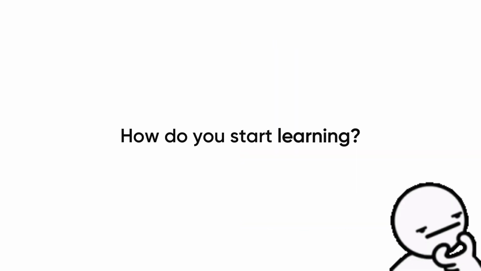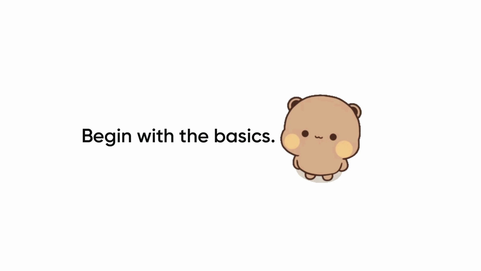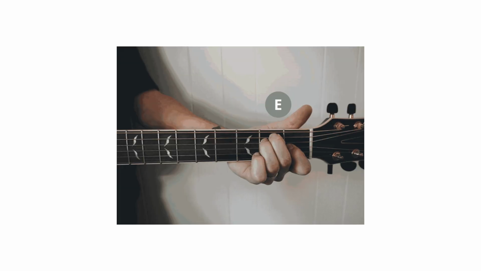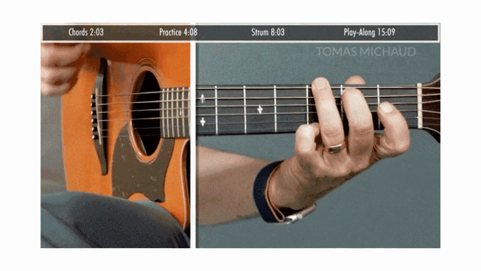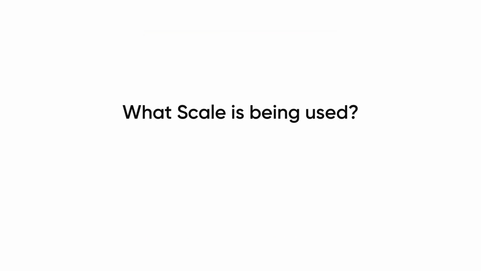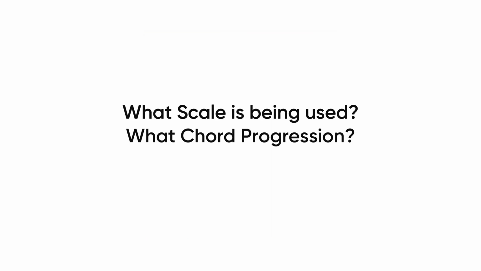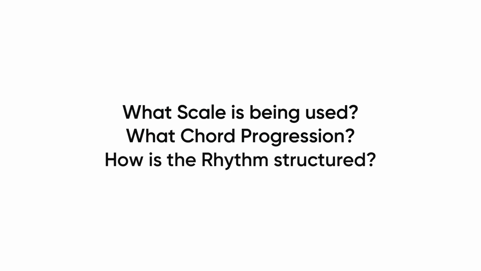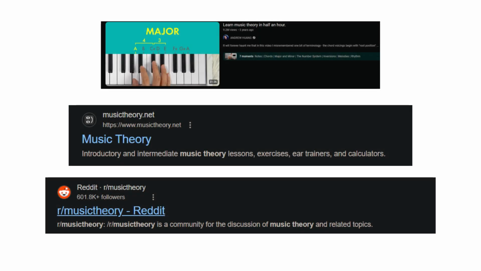So how do you start learning music theory? Begin with the basics. Learn a few scales, practice common chords, and explore simple rhythms. Break down your favorite songs and analyze their components. What scale is being used? What chord progression drives the song? How is the rhythm structured? There are countless resources, from online tutorials to apps, that make learning theory accessible and fun.